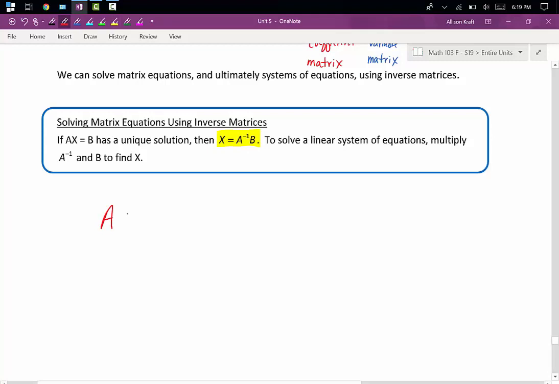If I start with this matrix equation, A times X is equal to B, I am going to multiply both sides of this equation on the left by A inverse. This is a legal math move because I'm doing the same thing to both sides of the equation. Also, remember that matrix multiplication is not commutative, so if I'm multiplying on the far left side of the left side of the equation by A inverse, I need to multiply the far left side of the right side of the equation by A inverse as well.